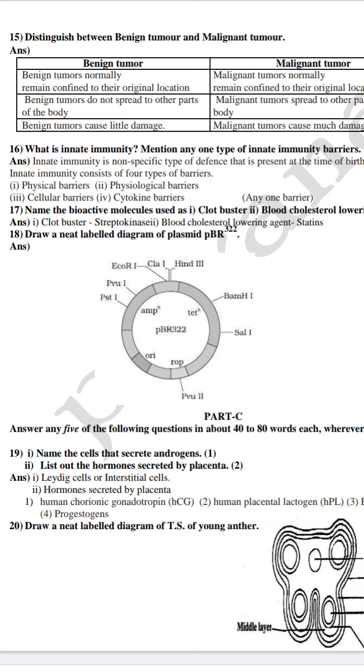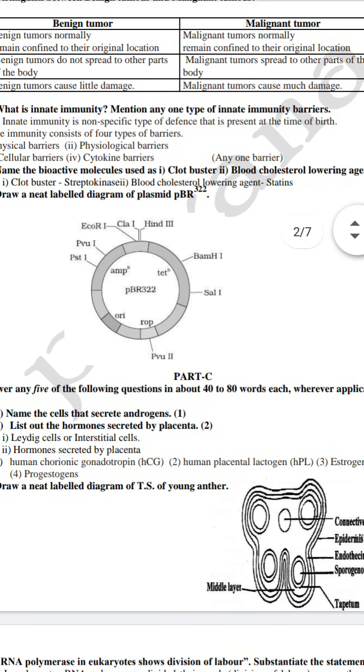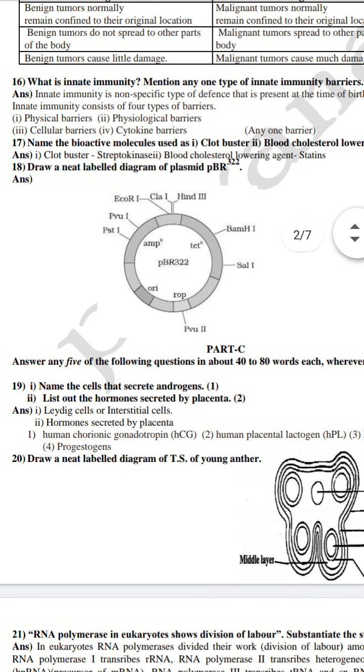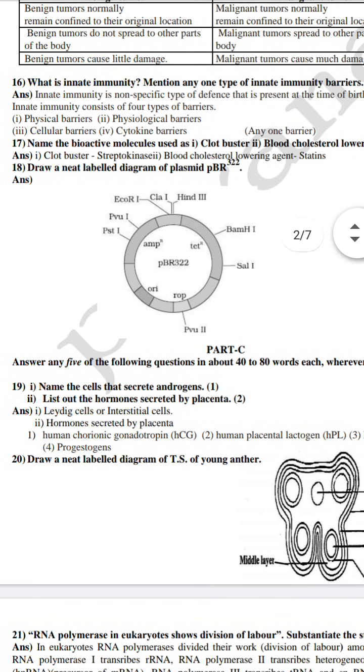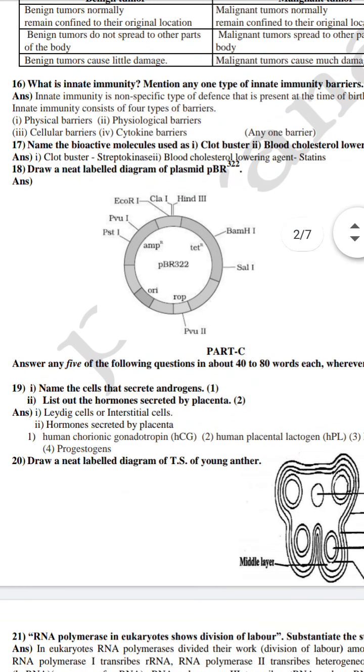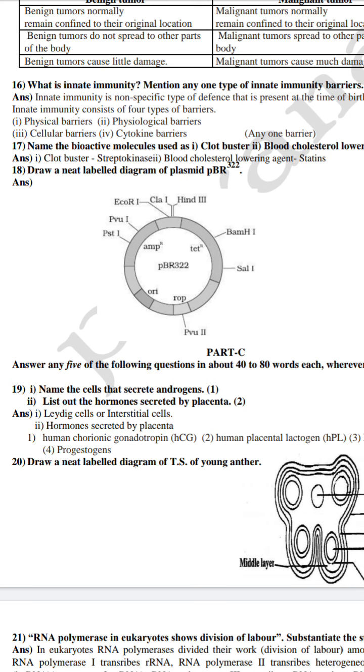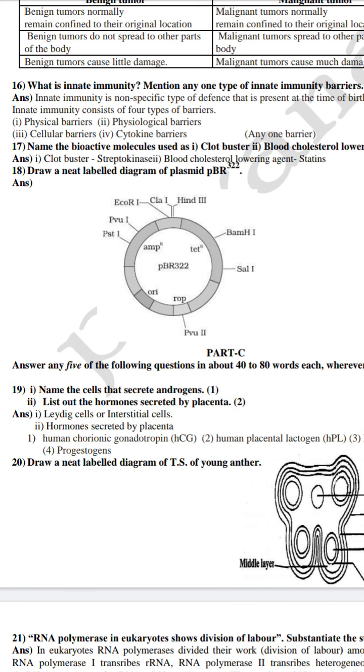Next, 17th question. Name the bioactive molecules used as clot buster and blood cholesterol lowering agents. Okay, each one carries 1 mark here. Clot buster, example streptokinase. Next, blood cholesterol lowering agent is statins. So clot buster 1 mark, blood cholesterol lowering agent is 1 mark. If you can write example, well and good, and in such a case each example carries half mark, each definition carries half marks. Total 2 marks for this question.